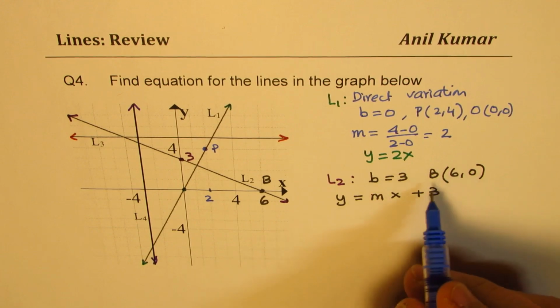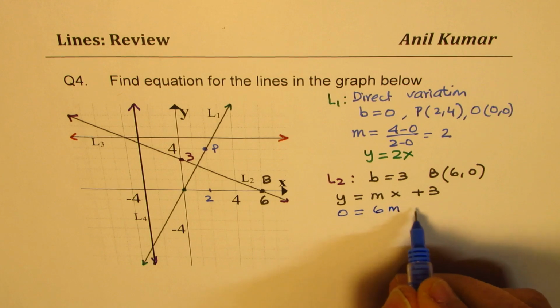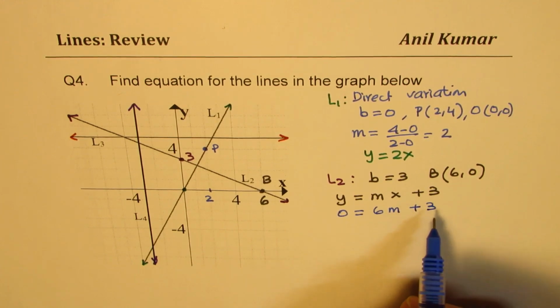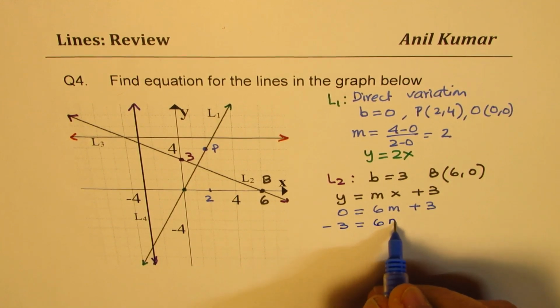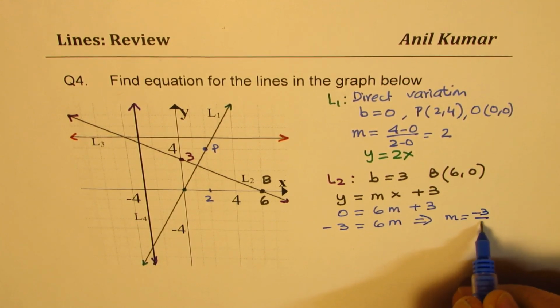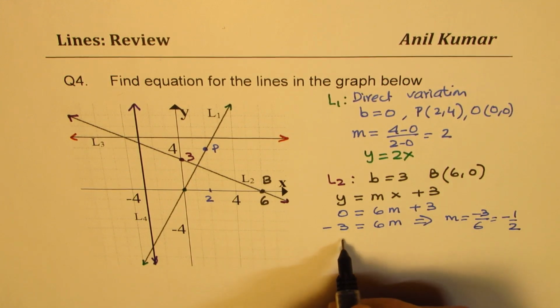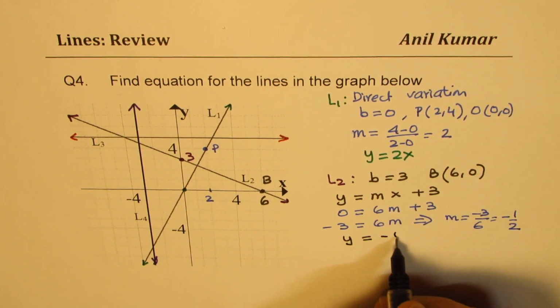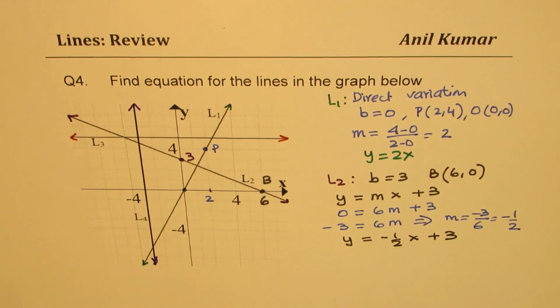Substituting this point, 6 and 0, we get 0 equals 6m plus 3, right? Taking 3 to this side means minus 3 equals 6m, and that gives you the value of m as minus 3 over 6, or minus half. Therefore, I can write this equation as y equals minus half x plus 3. Does it make sense? That is how you would get this particular equation.